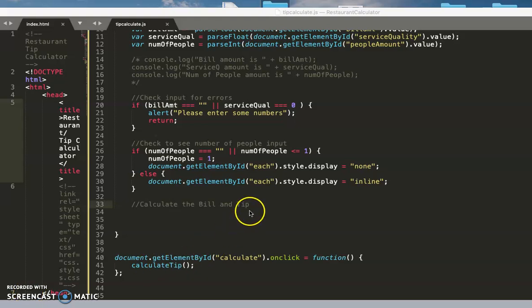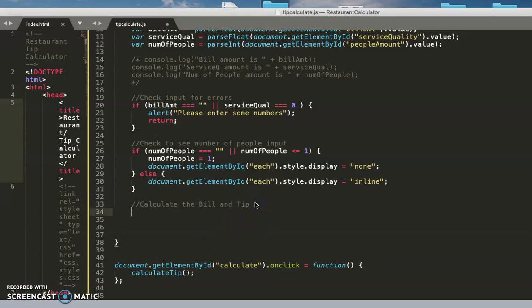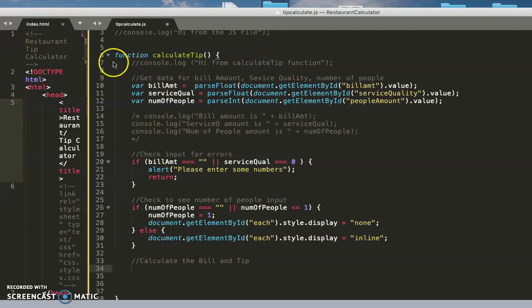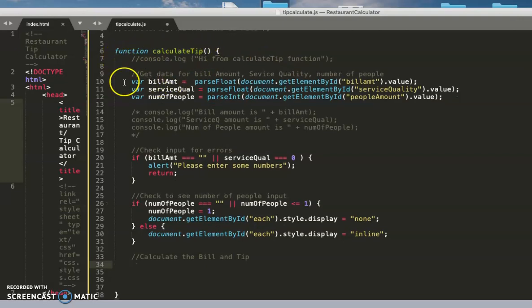Okay, welcome back. So what we're trying to do now is we're working on this function called calculate tip. We've got the bill amount, the service quality, whether it's good, bad, or outstanding, and the number of people who are going to share the bill. That's what we did there.